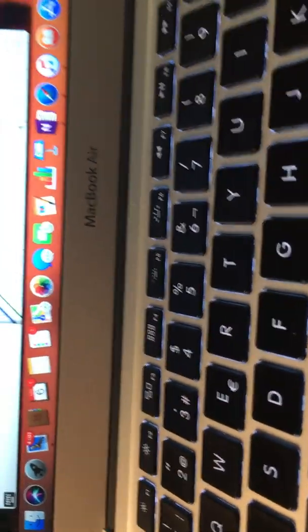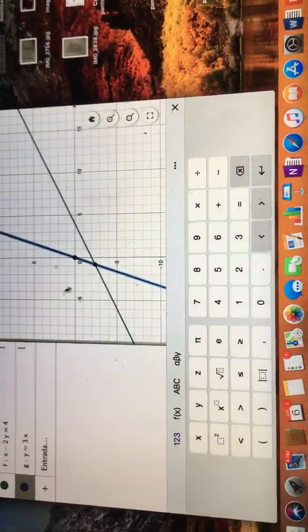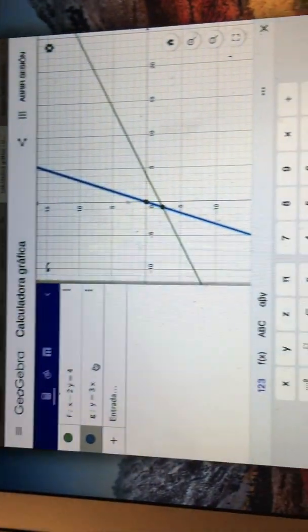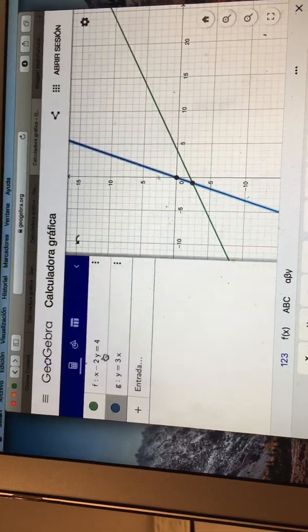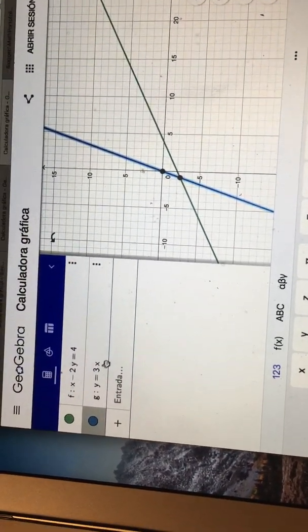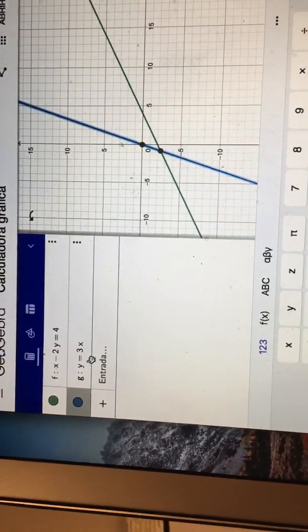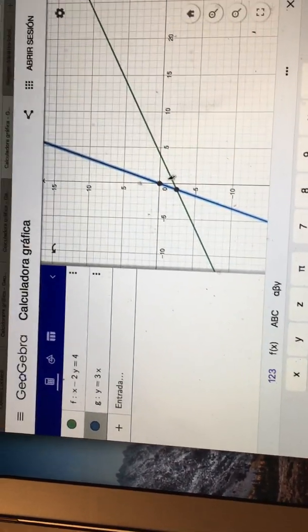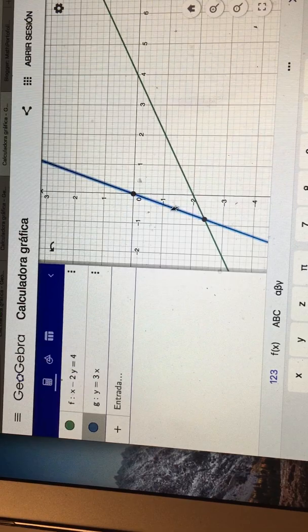Our third step is to get a graph that has one solution. That, for example, gets at the end 1 equals 1. So this will be the question: x minus 2y equals 4 and x plus 3 equals 3x. So our question will be here.